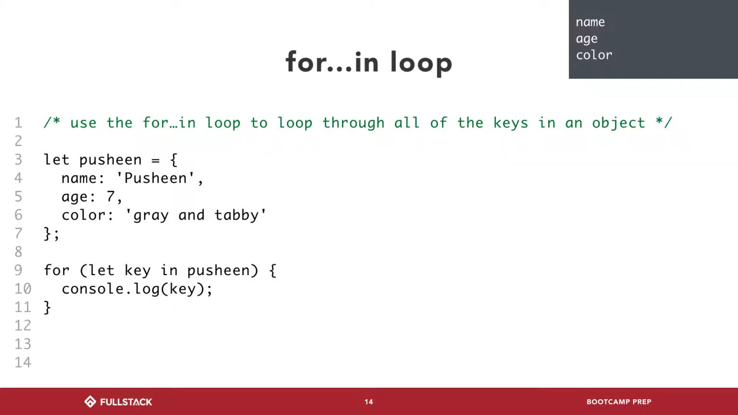So for now at least, we can see how if I do for let key in Bushin, I create this variable key, and lo and behold, it gives me the key. Very similar to how, if I give you the index and I give you the array, I wanted to ask you, hey, what's the element at that index?